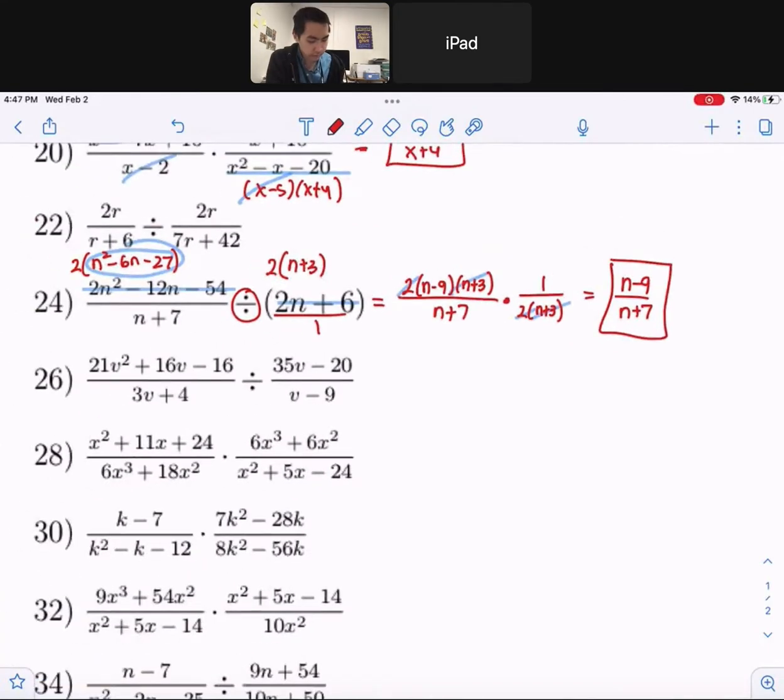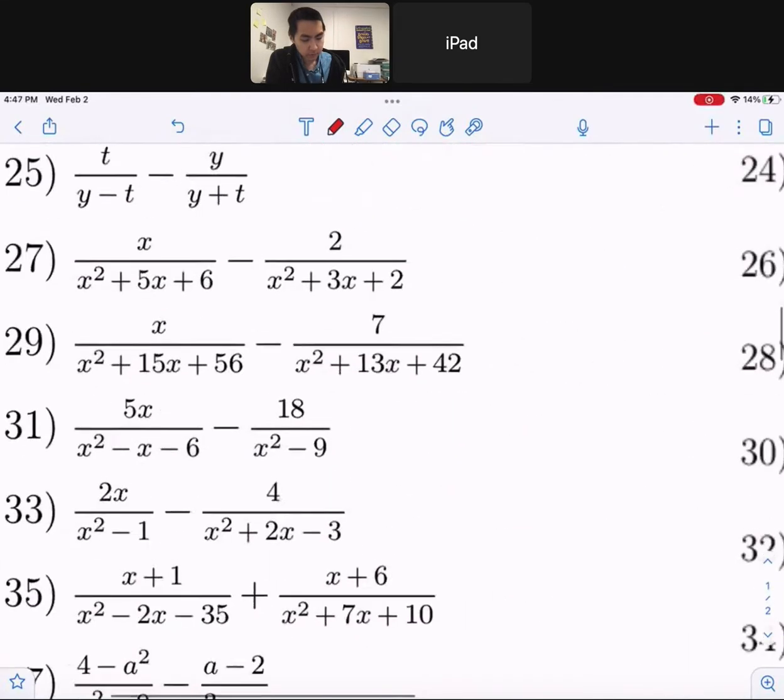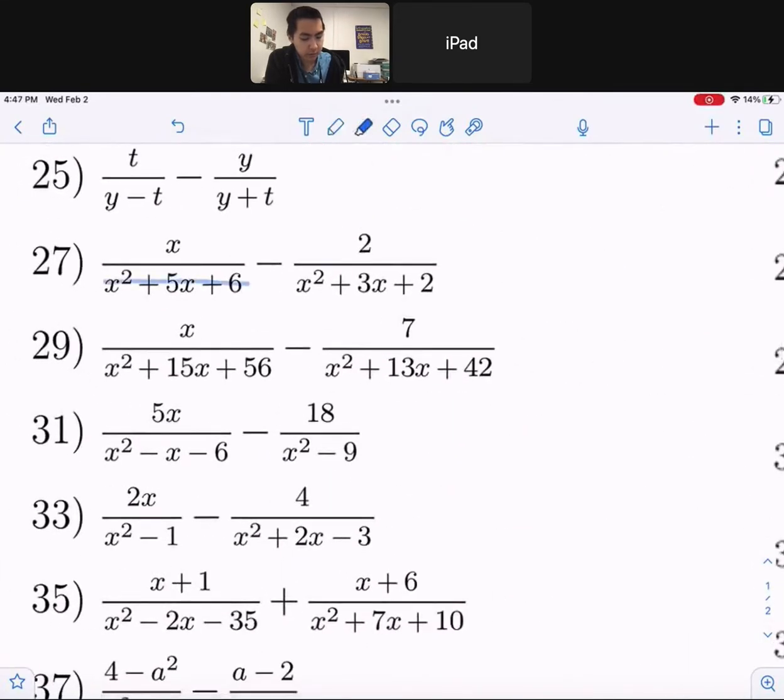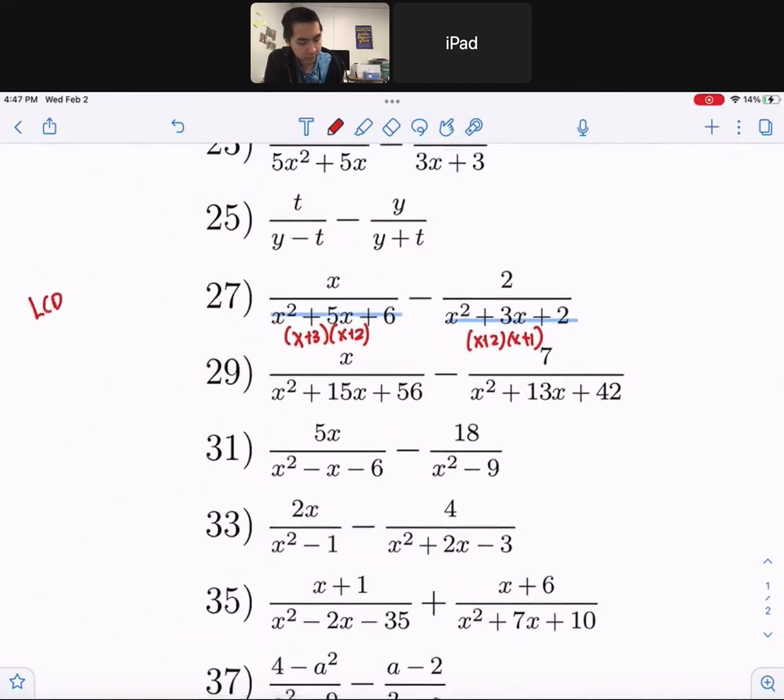And then 27. Okay, so for 27, we have to get the same common denominator because there's a minus sign. So that's going to be x plus 3, x plus 2. And this one too, that's going to be x plus 2 times x plus 1. So for the LCD of our problem, look at the denominators and look at all the different factors. There's an x plus 1, there's an x plus 2, and there's an x plus 3. So we need both denominators to be this.